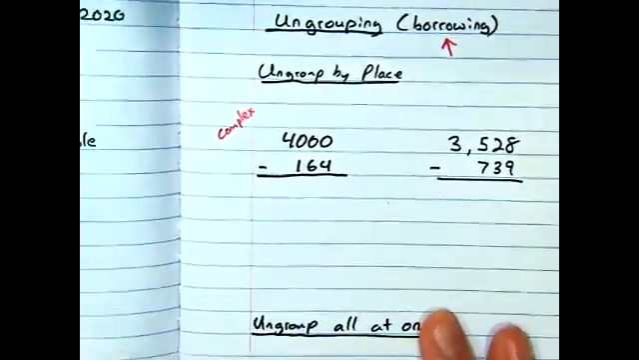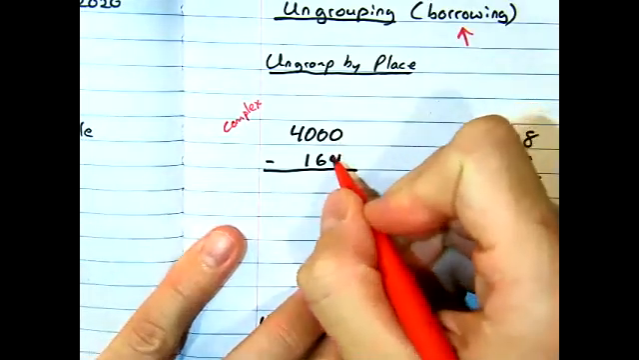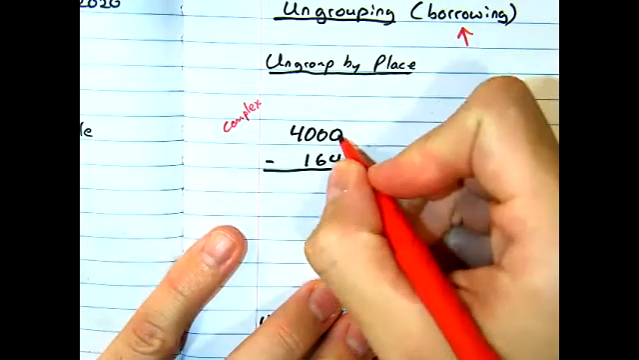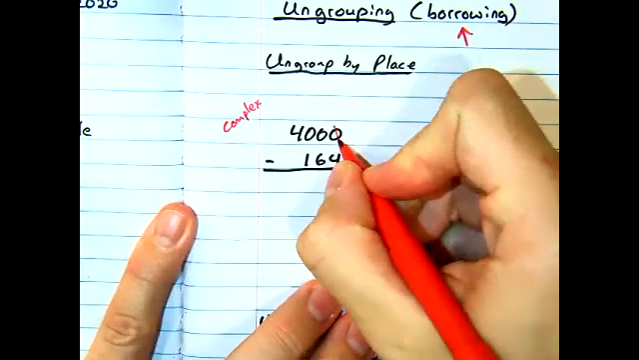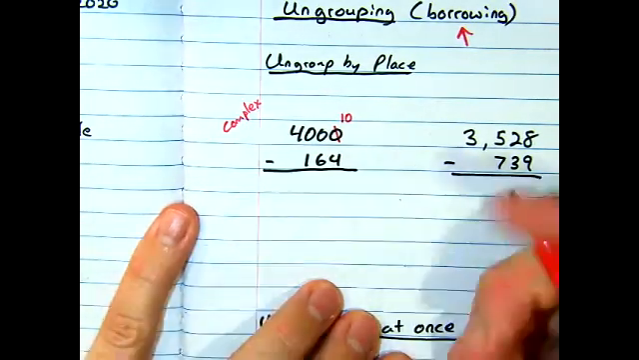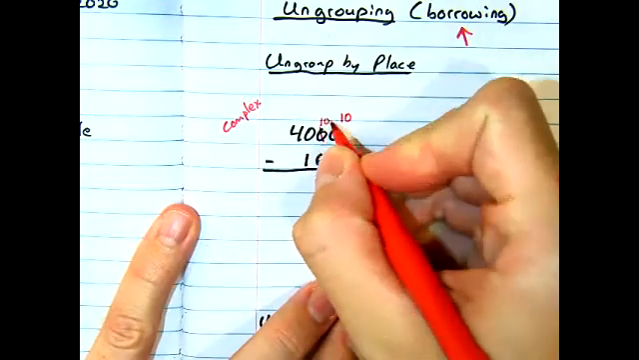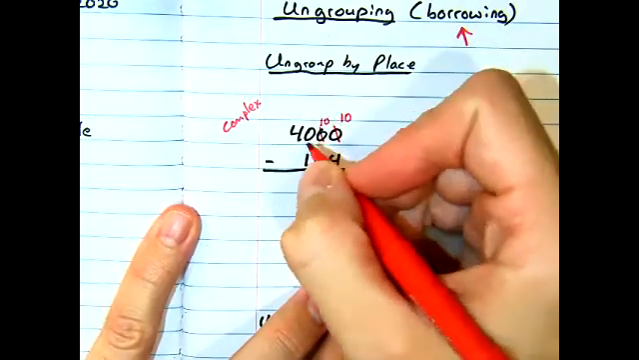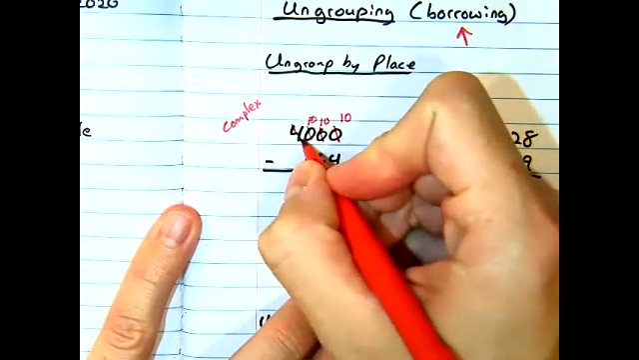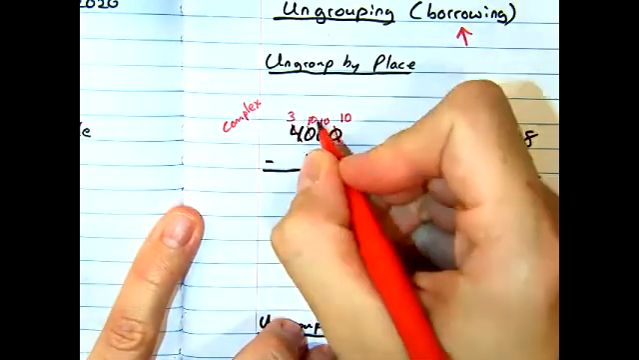Let's zoom in here. I can't take 4 away from 0. So I can go place by place by place, ungrouping or borrowing. So 0, I need to make it something bigger. It has to become a 10. And this also becomes a 10. And then this becomes a 10, and this becomes a, we're ungrouping by 10, so it becomes a 3.